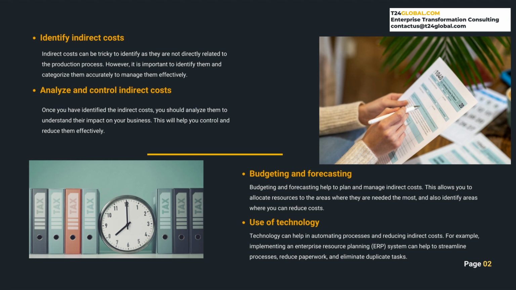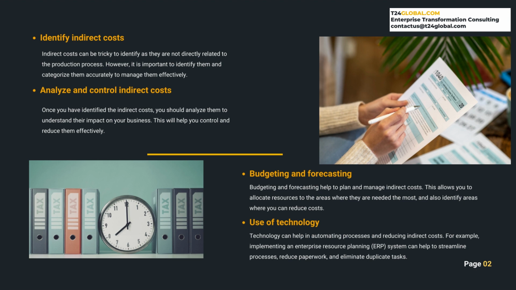The key persona involved in this bullet point is the operations department. The operations department is responsible for analyzing the indirect costs and implementing measures to control and reduce them. IT systems such as business intelligence tools can help in analyzing indirect costs and identifying areas for improvement.